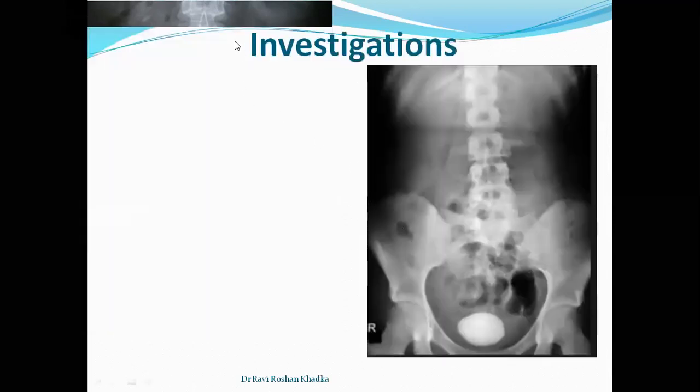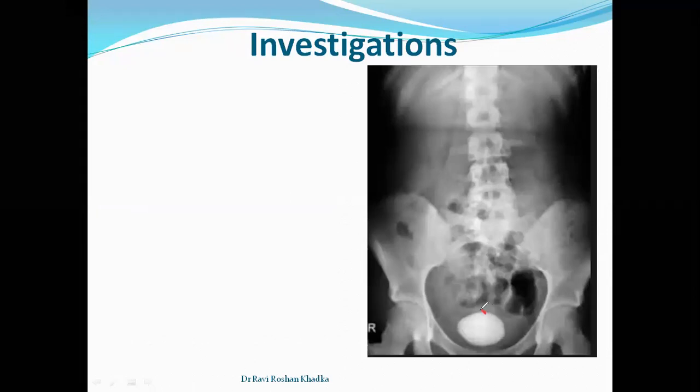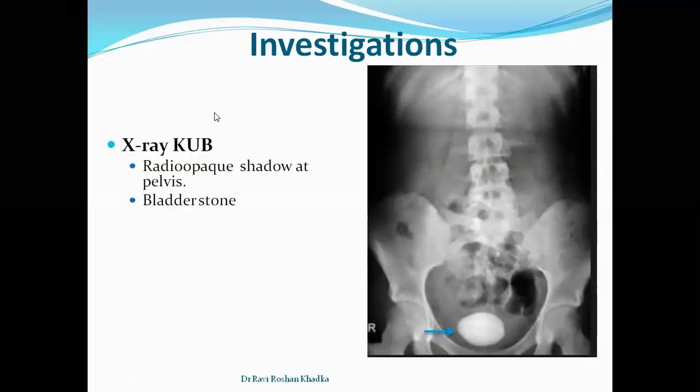See, this is an X-ray KUB again. You can see there's a smooth, round radiopaque shadow inside the pelvis. So this is most probably a case of bladder stone. So we can see these types of stones in our normal X-ray KUB.